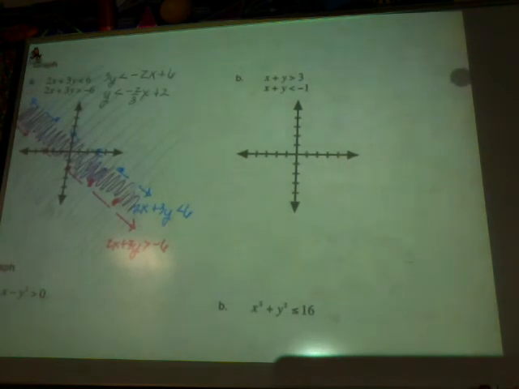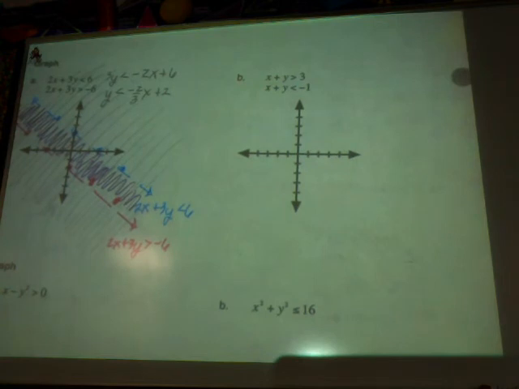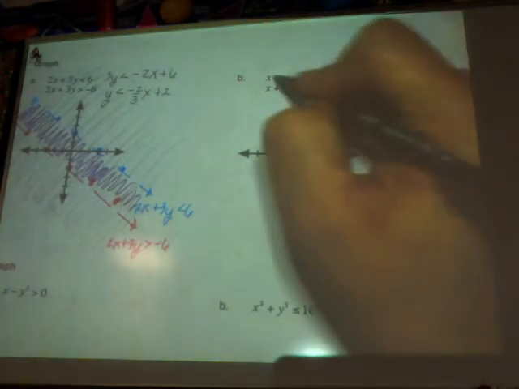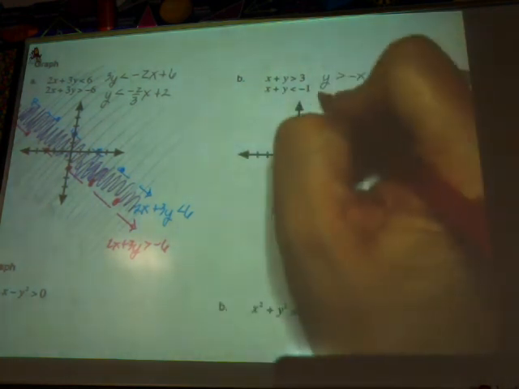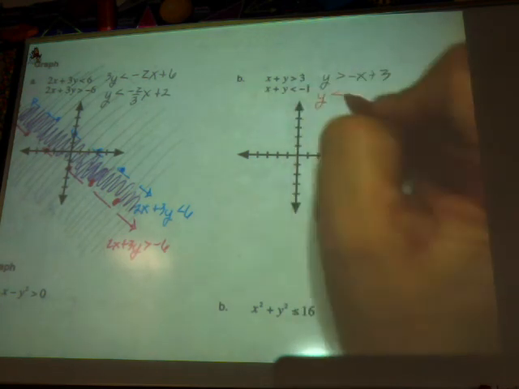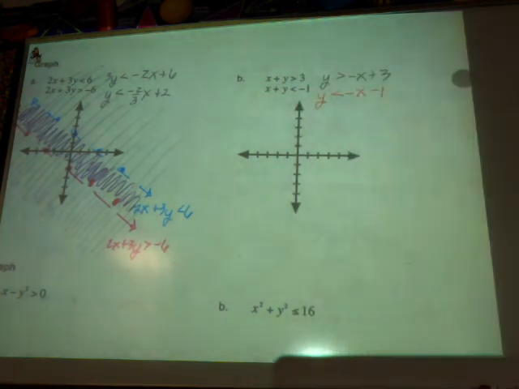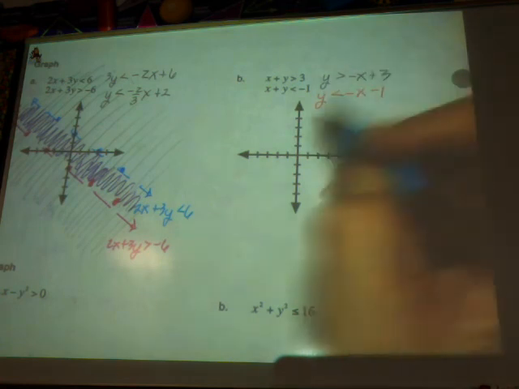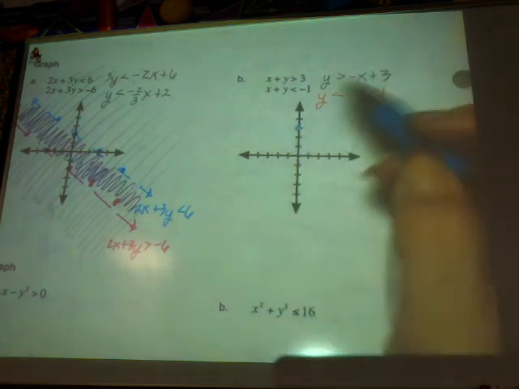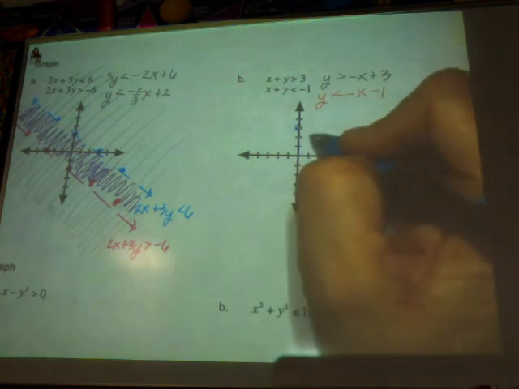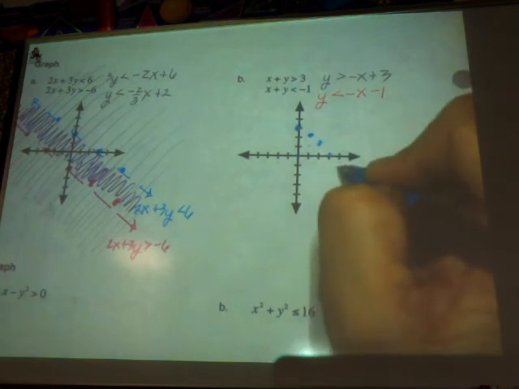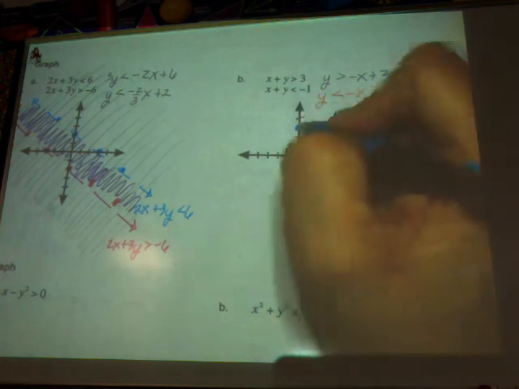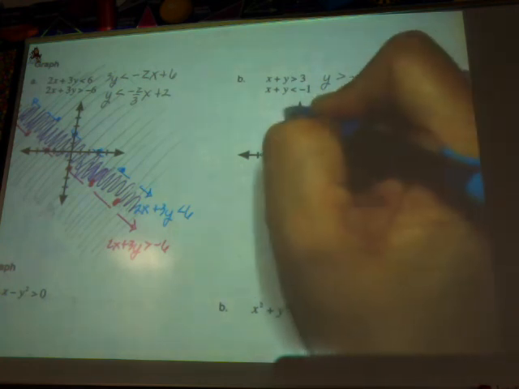Next, these are also parallel lines, so when we solve this one, we get y is greater than negative x plus 3. And this one right here, y is less than negative x minus 1. So if I plot the first one, my y-intercept is 1, 2, 3. I have a negative slope of 1, so down 1 to the right 1, down 1 to the right 1, down 1 to the right, and so forth. Or up 1 and to the left, up 1 to the left.